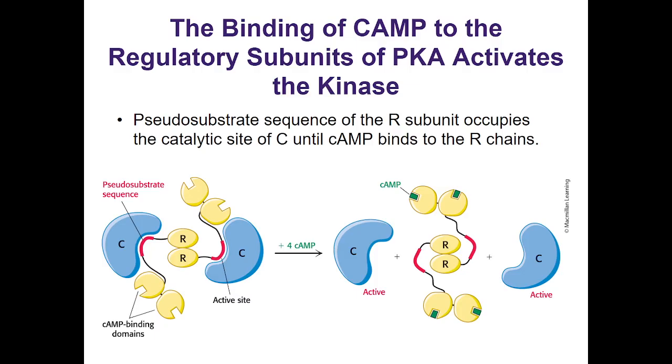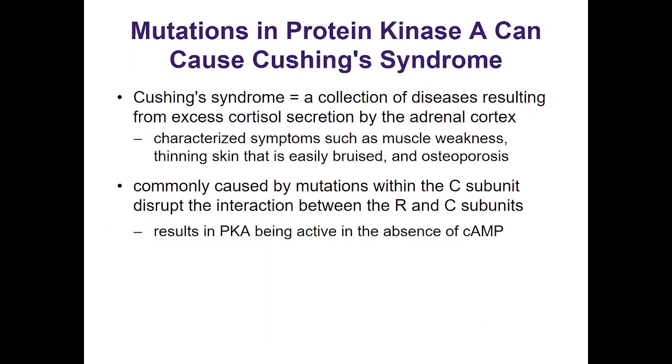Fantastic. So this right here is probably one of the most important ones to understand of any of the regulatory stuff if you're going into a medical field. Okay? PKA and how it works is probably one of the single most important processes you would actually deal with. The mutations in the protein kinase A can cause Cushing syndrome, for example. Cushing syndrome is a collection of diseases that results from excessive cortisol secretion by the adrenal cortex.